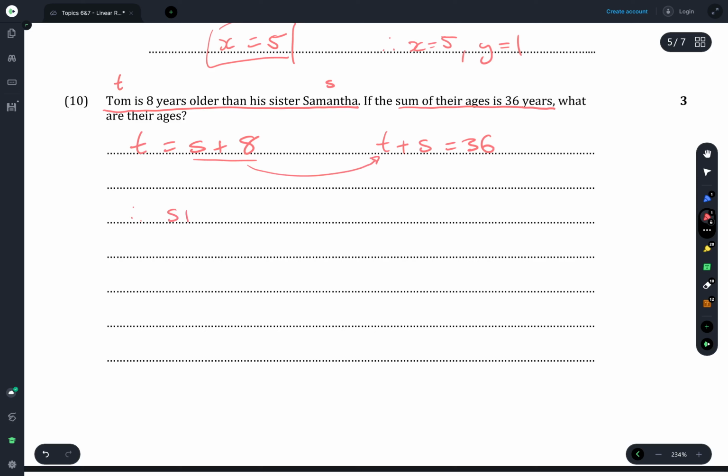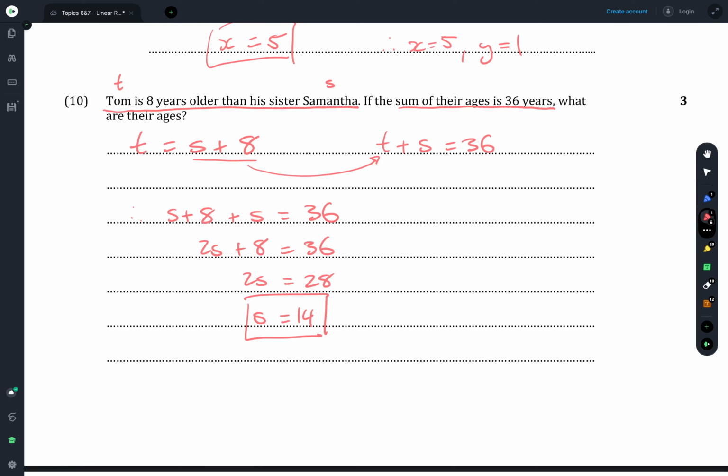So we have S plus 8 plus S equals 36. So S plus S is 2S plus 8 equals 36. 2S equals 28. And then S equals 14. So now that I have S equals 14, which is representing Samantha's age, I can substitute this back into one of our equations.